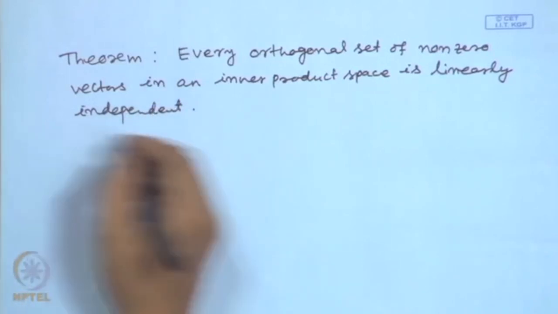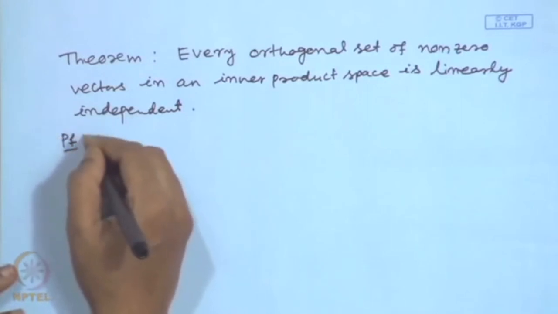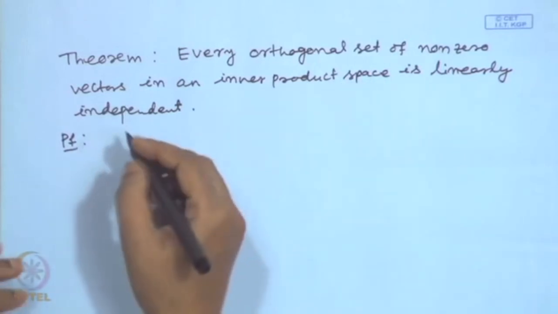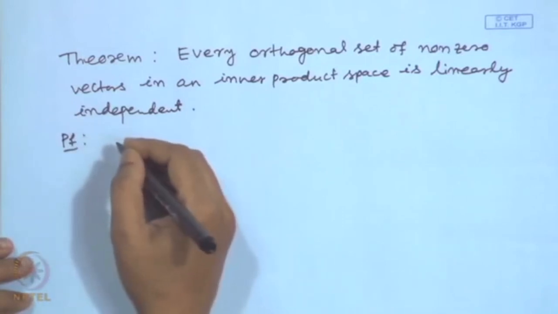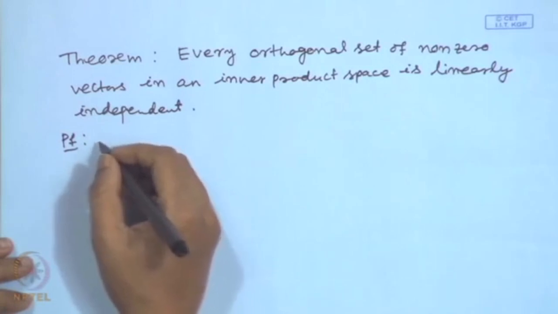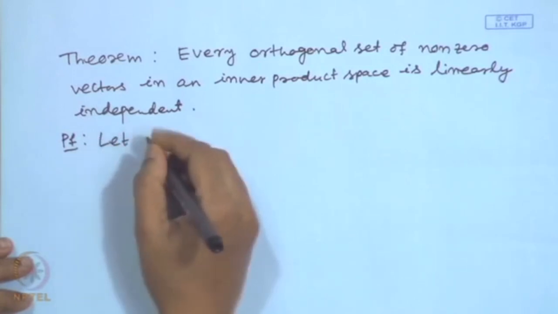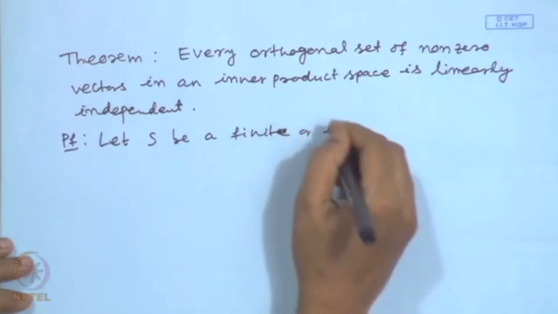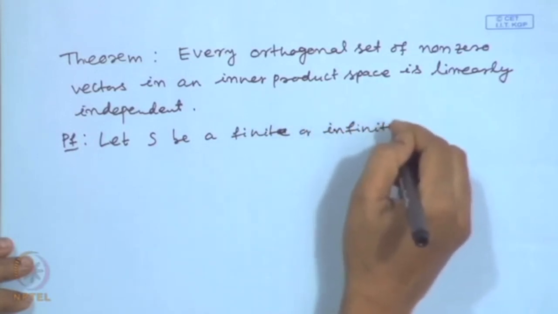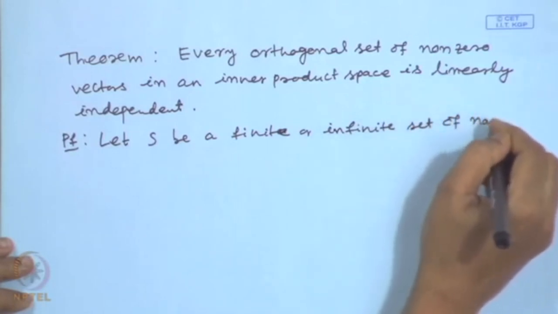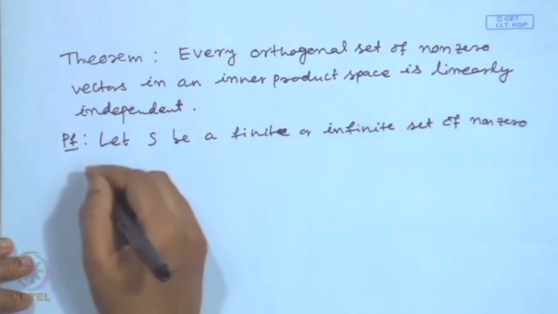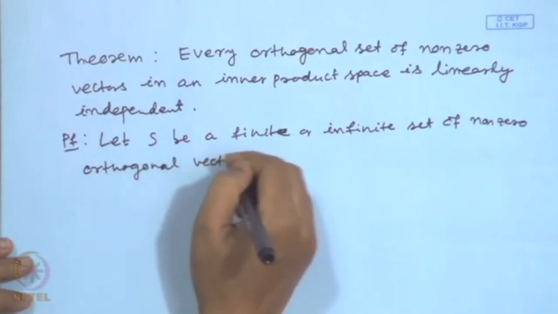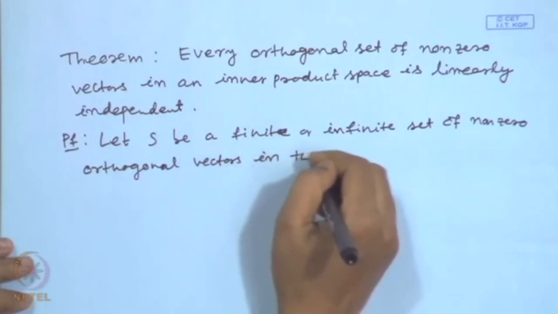Here, this set of vectors consisting of orthogonal vectors may be finite or infinite, but in any case this will be a linearly independent set. So, let S be a finite or infinite set of non-zero orthogonal vectors in the given space.